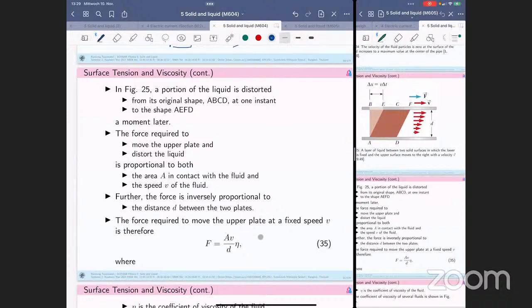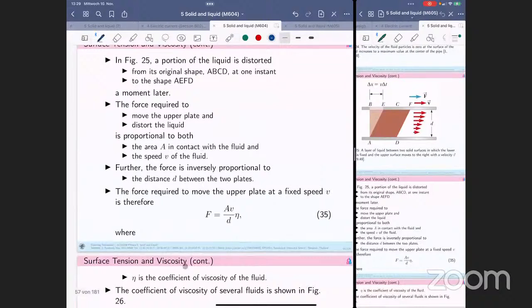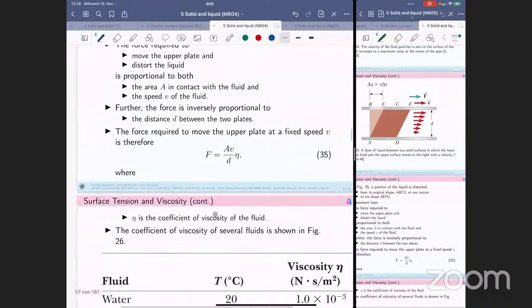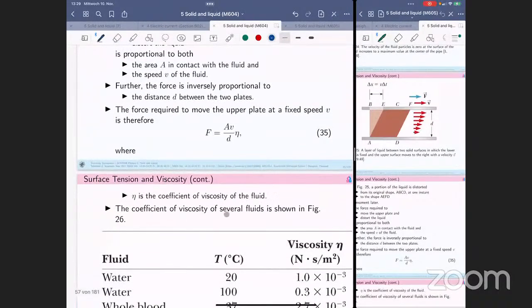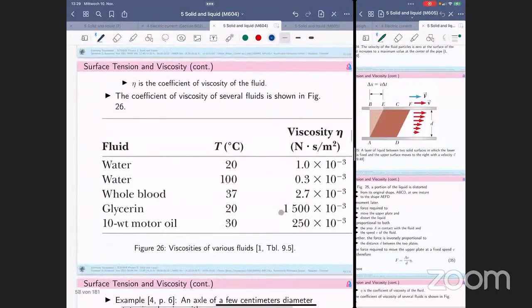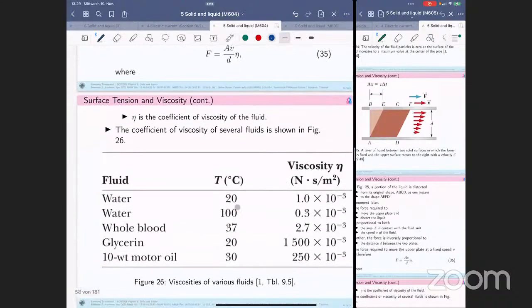And the force can be expressed like this, right? A times velocity, divided by d, and eta. Eta is the coefficient of viscosity of the fluid, and the coefficient of viscosity of solid fluids is shown in this table.